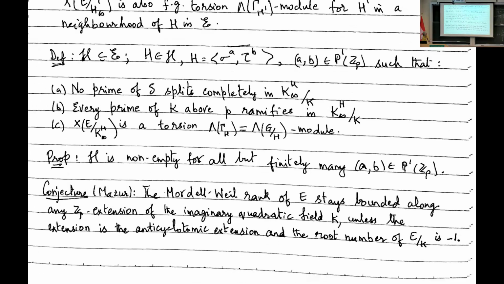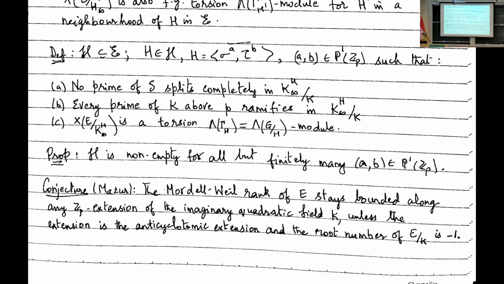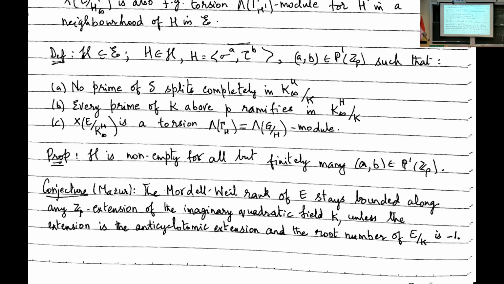And then plus the root number is -1. So what is the root number? We heard about the automorphic L function, that is a Hasse-Weil L function. It satisfies a functional equation, and the sign in the functional equation is the root number. So unless the root number is -1 and the Zp extension is anticyclotomic, that's the only case in which the Mordell-Weil rank as you climb up this tower does not stay bounded.